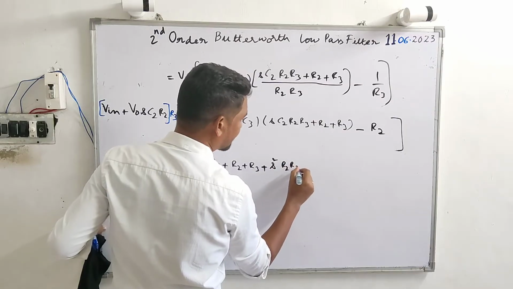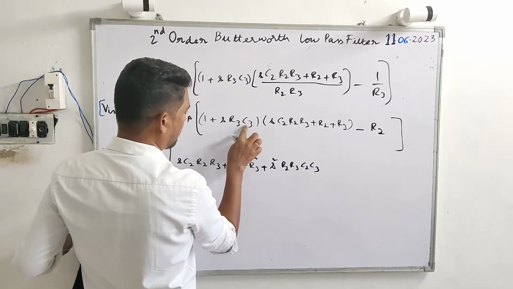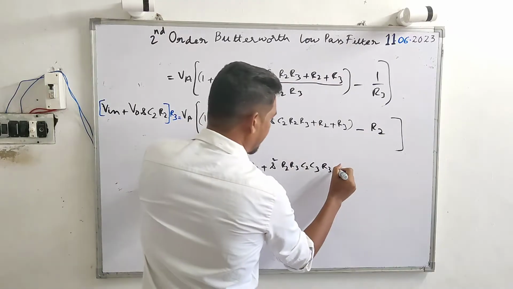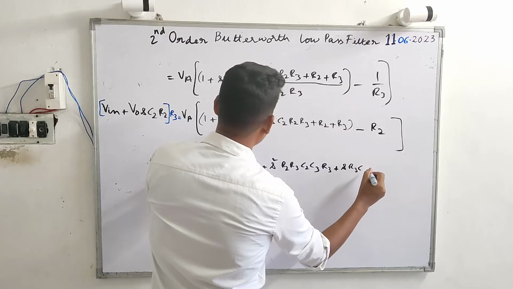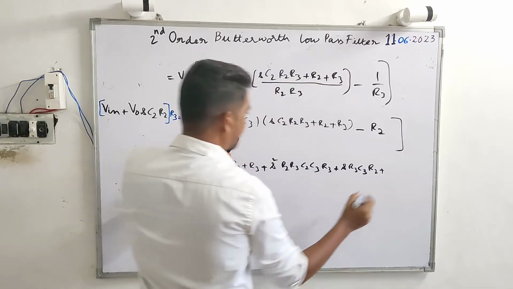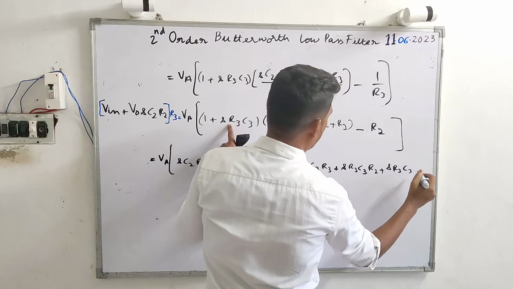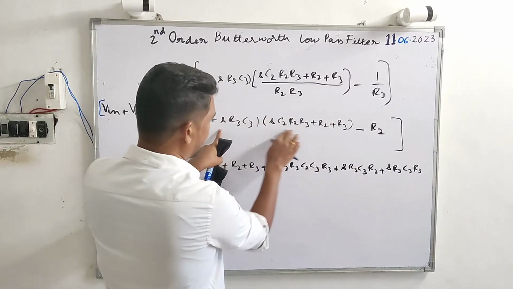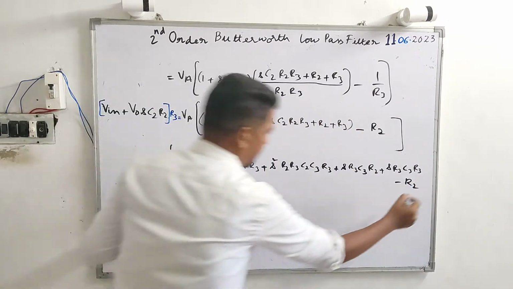R2 R3 C2 C3, 1, 2, 3, 4 and another R3. Hope it's clear. And this one, when multiplied with this one, this S R3 C3 gets multiplied with R2 plus one more term, this S R3 C3 gets multiplied with another R3 over here, R3. That's it. Opening, simplifying these two, and we have minus R2. So from here we can close the braces.